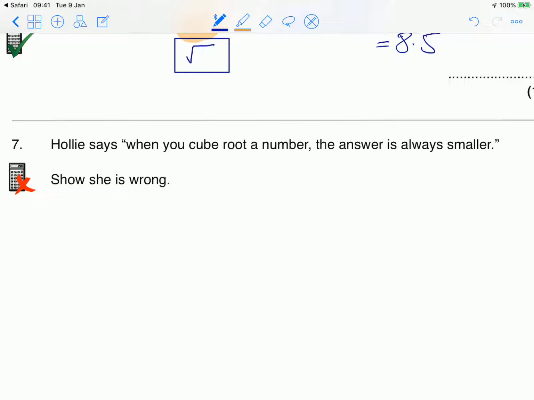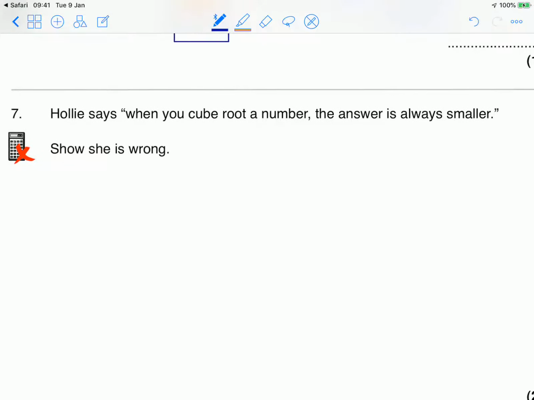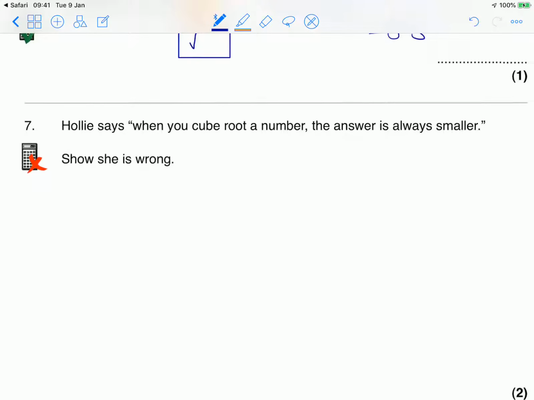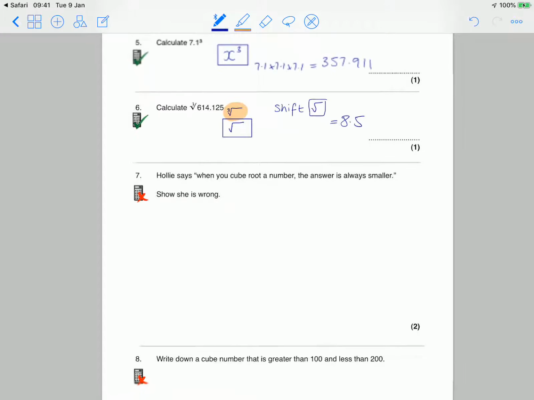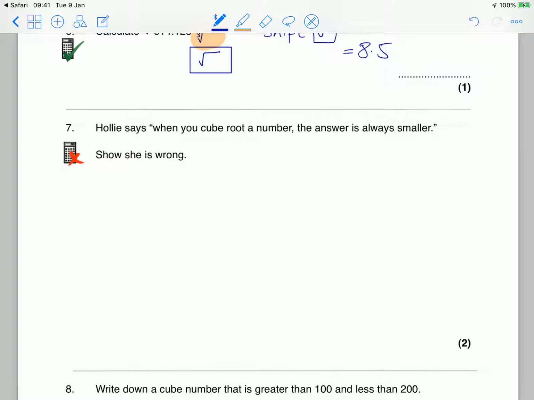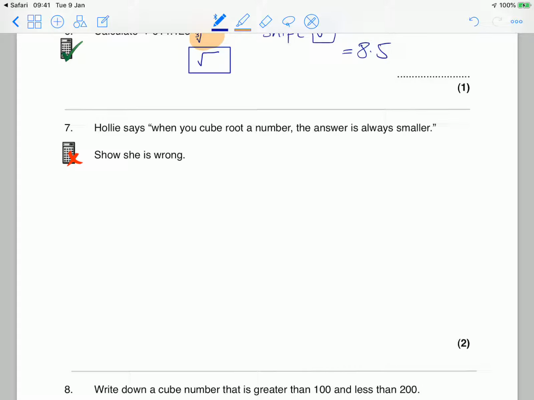Question 7, Holly says, when you cube root a number, the answer is always smaller. Show that she is wrong. Well, if you were thinking about whole numbers, she'd actually be right. But when you start looking at fractions and decimals, this is when the rules change or the rules are reversed.